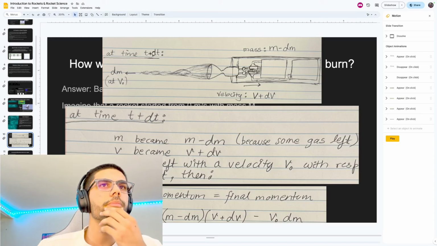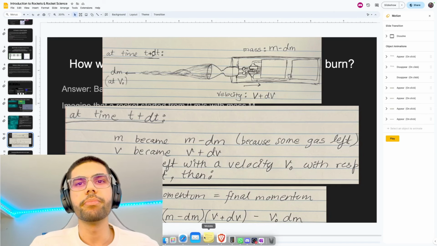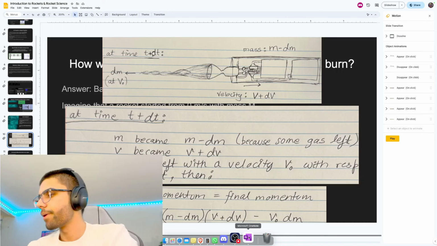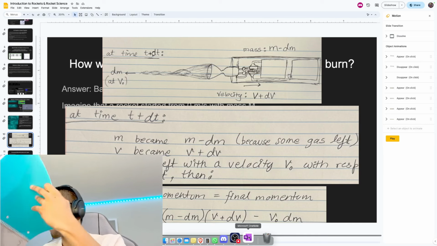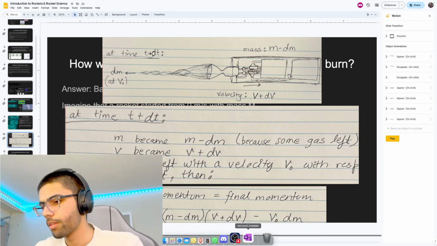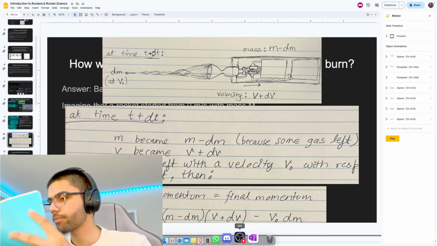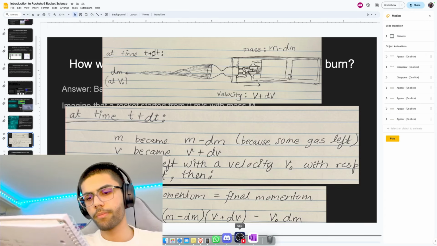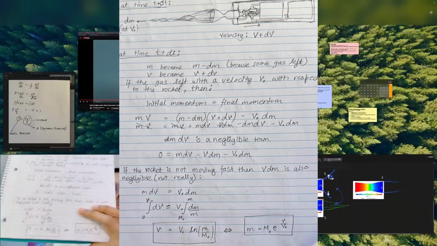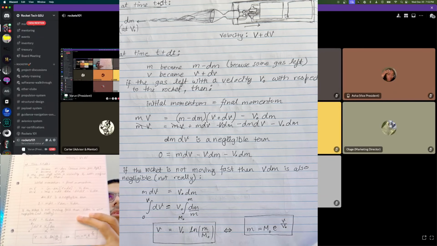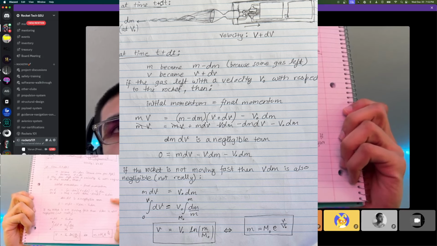I guess there's some. Okay, I forgot to paste the pictures after this. I have the derivation of the. Just a second. Can you see this? Yeah.